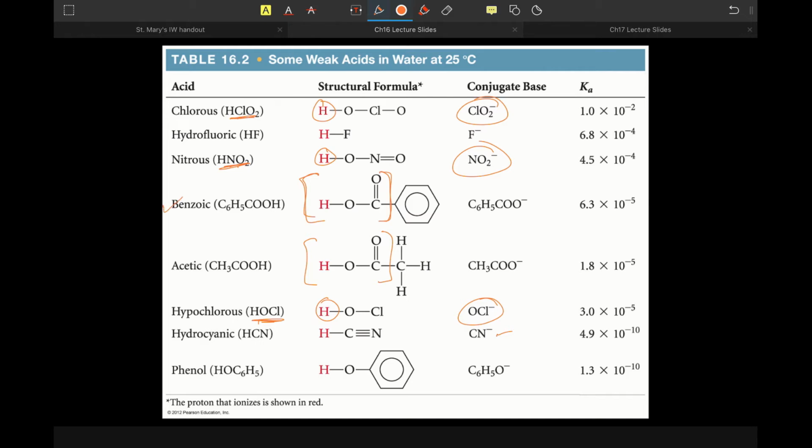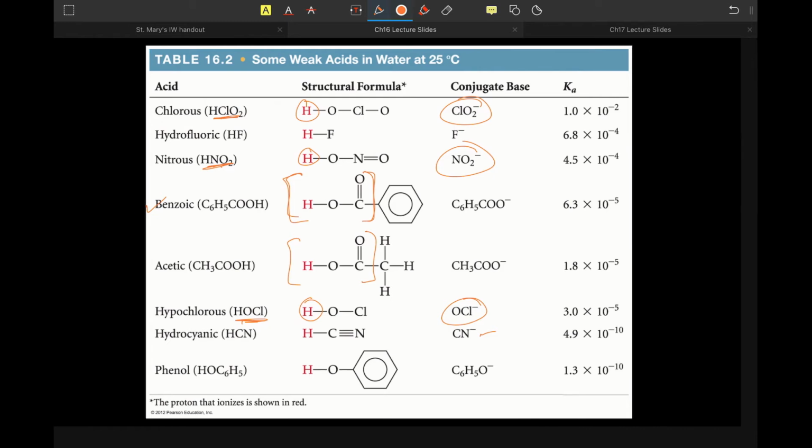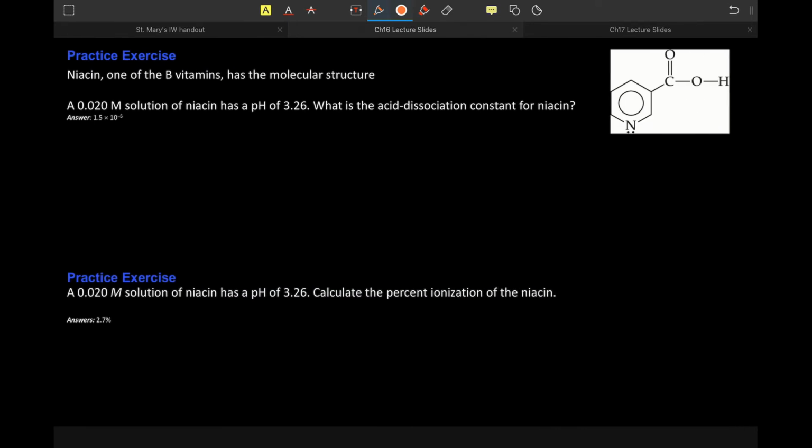Again, there's no expectation you could draw all of these, or just know all of these. Like if I said benzoic acid, there's no expectation you know benzoic acid. But yeah. All right, next up, let's do a tiny bit of math, employing all the things that we know. So niacin, we have a 0.02 molar solution of niacin, and it has a pH of this, and we would like to figure out the acid dissociation constant.